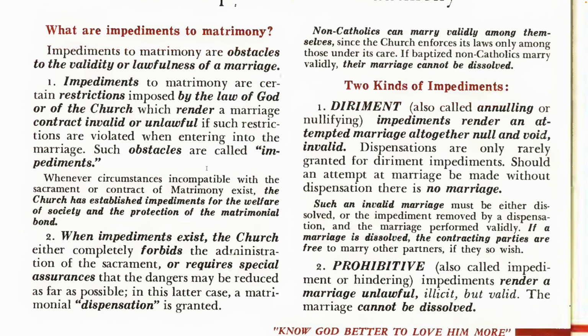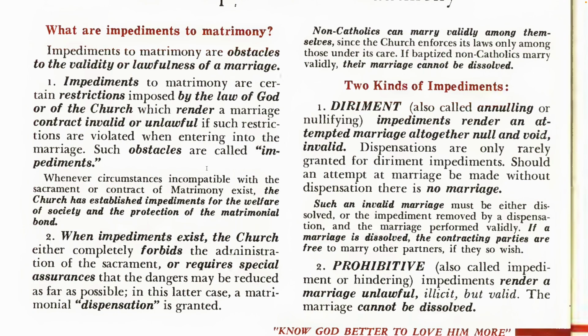Two kinds of impediments. Diriment, also called annulling or nullifying impediments, render an attempted marriage altogether null and void, invalid. Dispensations are only rarely granted for diriment impediments. Should an attempt at marriage be made without dispensation, there is no marriage. Such an invalid marriage must be either dissolved or the impediment removed by a dispensation and the marriage performed validly. If a marriage is dissolved, the contracting parties are free to marry other partners if they so wish.